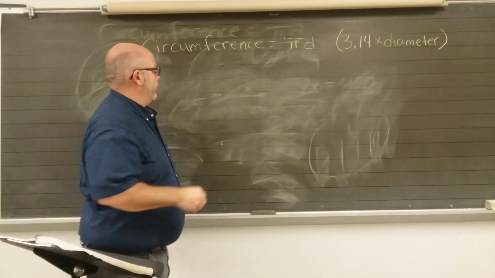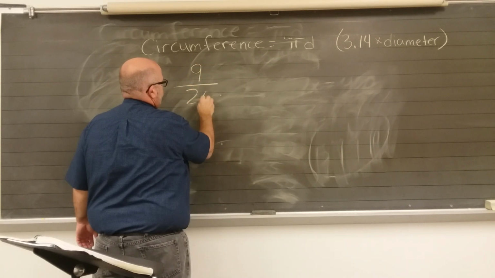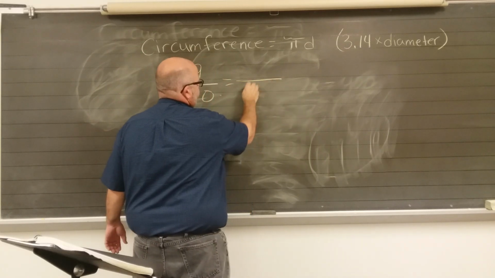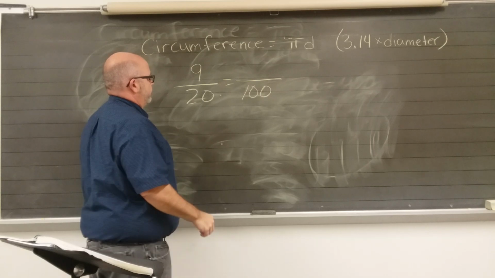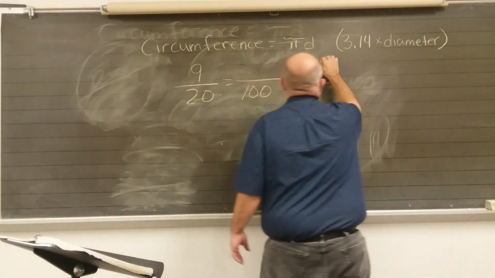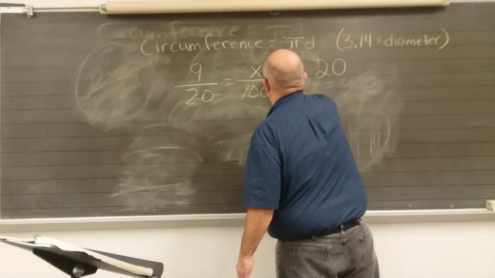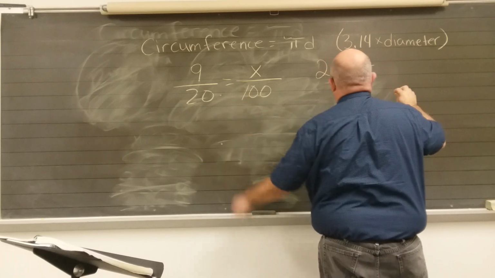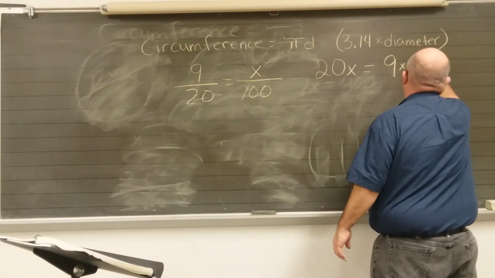It's about 9 over 20. 9 over 20 equals, always over 100. Okay? So we have an equation of 20x equals 9 times 100. Let's just put that here. 9 times 100. Do every step.